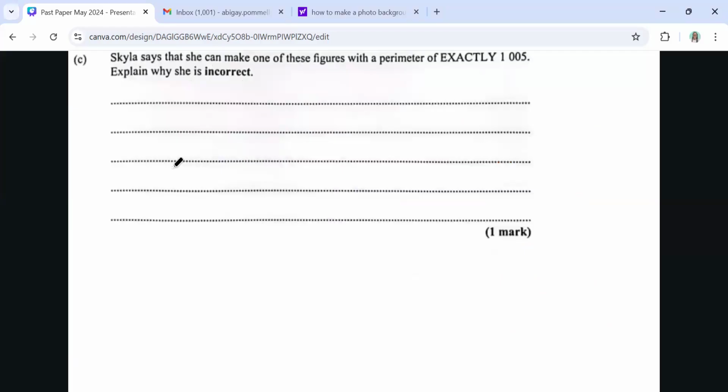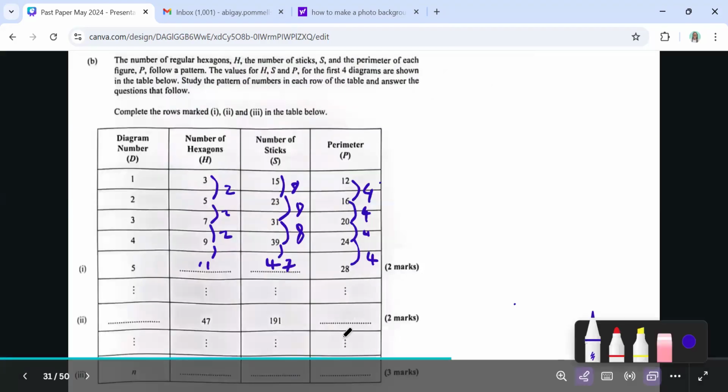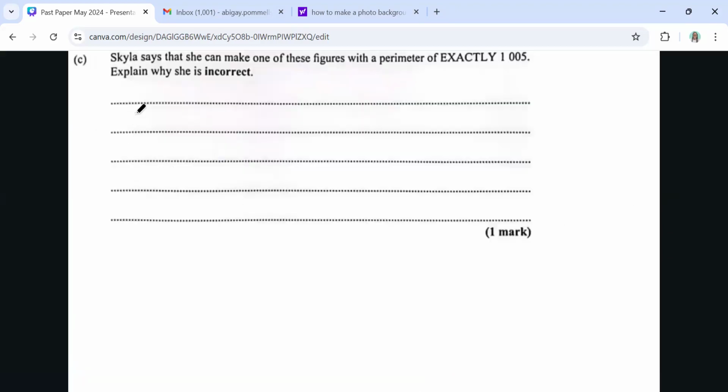All right, so it says, Skylar says that she can make one of these figures with a perimeter of exactly 1005. Explain why she is incorrect. Oh, we're proving that she's incorrect. So based on what we had over here, what did I say this was? 4n plus 8. All right, so 4n plus 8, that will equal to 1005.